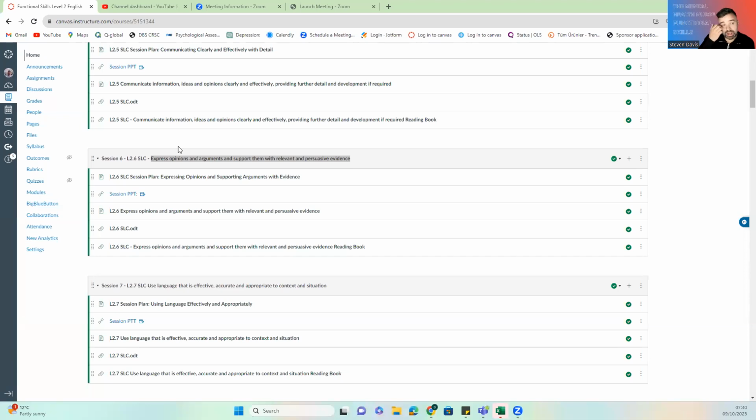So here you can see we're going to look at expressing opinions and arguments, and supporting them with relevant and persuasive evidence. If we think about what we saw in the above sessions, we saw a really terrible news debate where neither really had persuasive arguments. They both had ideas, they were both passionate, but there was no evidence in what they were saying. It was just who was shouting the loudest.